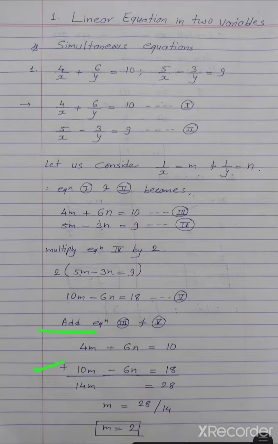When you add these equations, the second term from both equations will get cancelled, and you will get this term. So from this, the value of m is equal to 2. Now substitute m equal to 2 in equation number 3, or 4, or you can substitute in 5 also. First try to find out which one is easier. I think equation number 3 is easier. So I am substituting m equal to 2 in equation number 3.